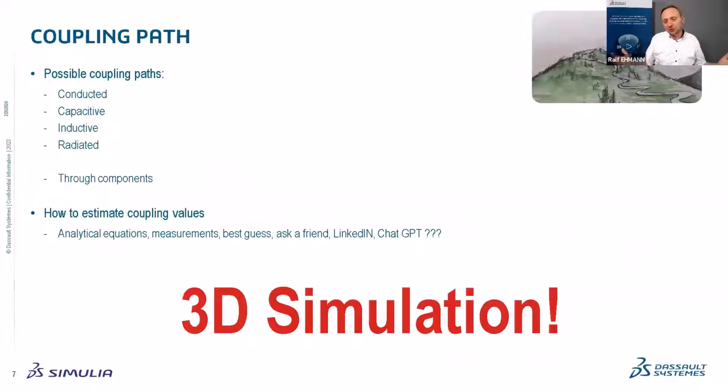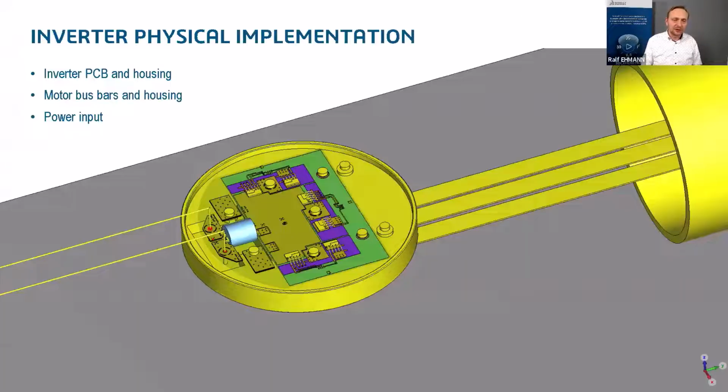So there is, of course, one way while we are here: to use a 3D simulation to extract the parasitic values of all your interconnects. So now we're taking an inverter model. This is the same inverter that we previously had on the schematic. Now we have the real implementation, the physical model of the inverter.